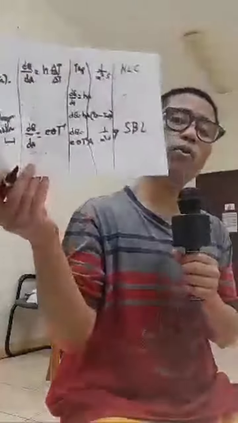Heat transfer flux through radiation. This is the Stefan Boltzmann law, SBL. So we have now four acronyms so far: NLV, FLC, NLC, and SBL. NLV, Newton's law of viscosity. FLC, Fourier's law of conduction. NLC, Newton's law of cooling. SBL is the Stefan Boltzmann law.